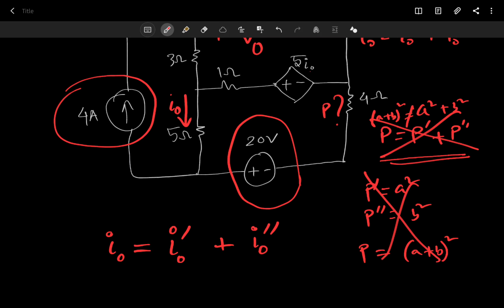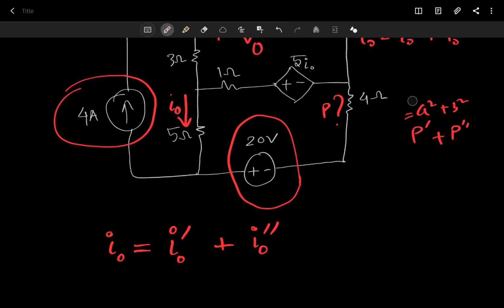So we cannot do the superposition theorem for power. So keep that in mind. But you can do it for voltage and currents because they are all linear. Okay, so that's all about the superposition theorem.